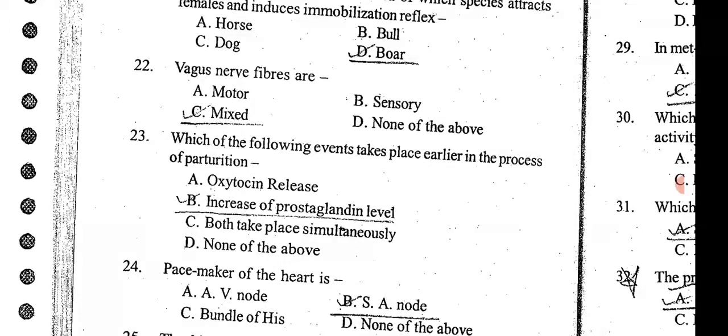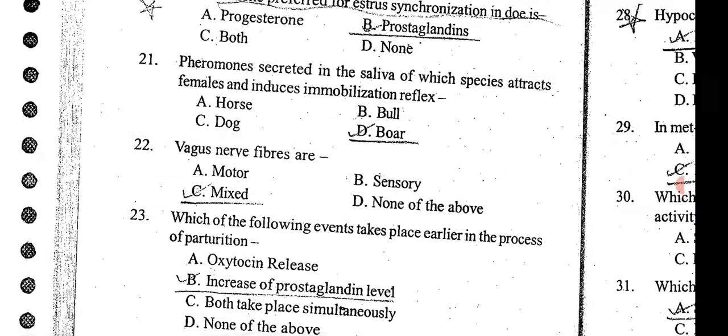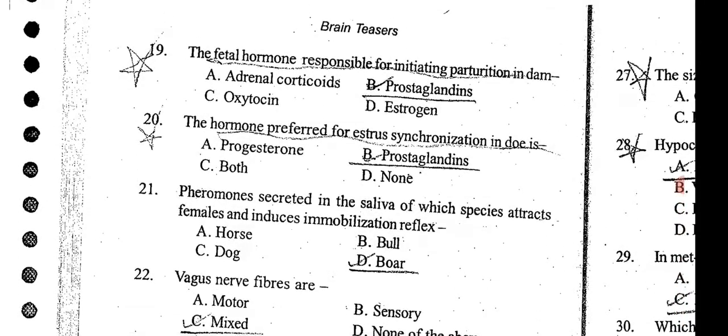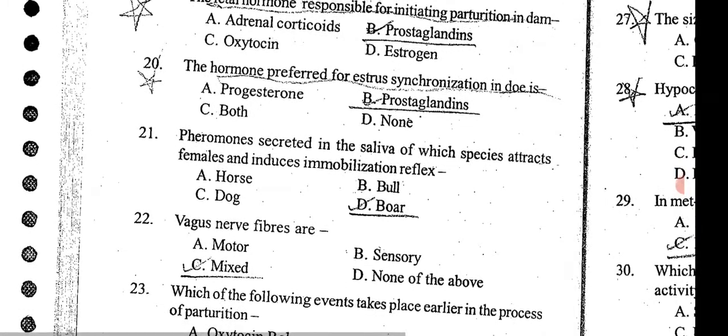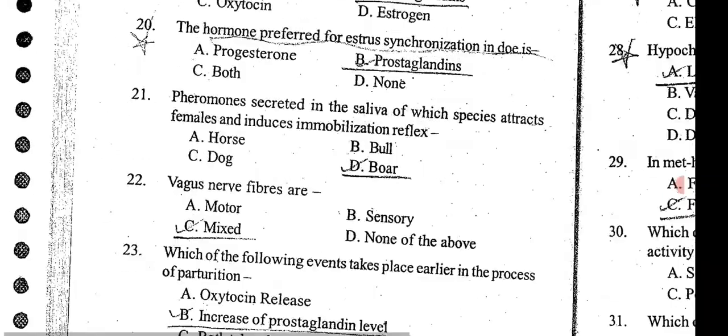Which of the following events takes place earlier in the process of parturition? An increase in prostaglandin level is one of the events that takes place earlier in the process of parturition. And the vagus is a mixed nerve. Boar saliva has pheromones that attract females and induce immobilization. Prostaglandins are used for estrus synchronization and are responsible for initiation of parturition.